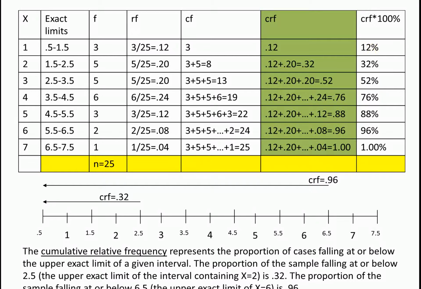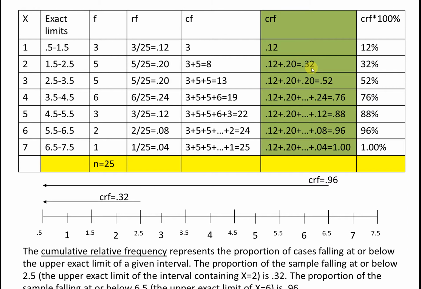Also, if we multiply that by 100%, that would mean 12% of the distribution falls at or below 1.5. When we look at the cumulative relative frequency for the second interval, ranging between 1.5 and 2.5, it's 0.32, and that's computed by taking the 0.12 from this interval and adding the relative frequency from the next interval, which is the 0.20, and that gets us the 0.32.